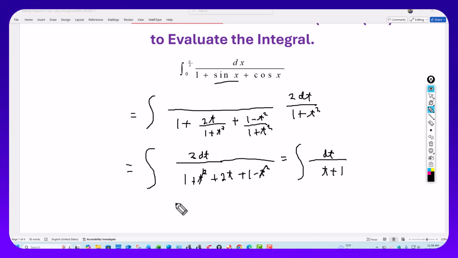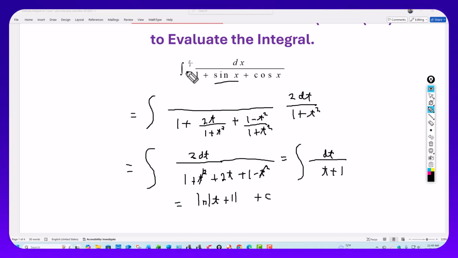And then we would integrate this in terms of t. So you've got dt over t plus 1. That's like du over u plus 1. That's your natural log of the absolute value of t plus 1. Now, if this wasn't a definite integral, then you would just plug in the value of t. t is equal to tangent of x over 2. So your answer would be the natural log of tangent of x over 2 plus 1. And of course, there you'd have your constant of integration. And that would be it. That would be your answer in that case.